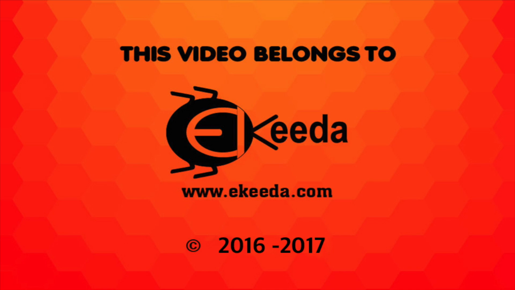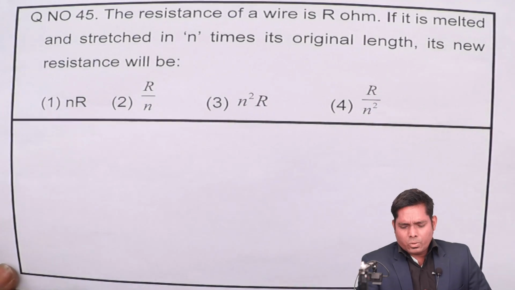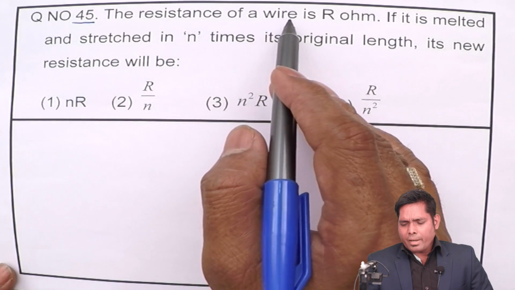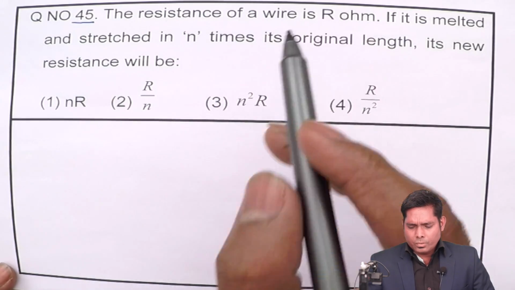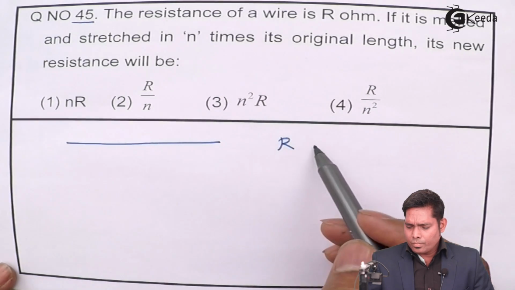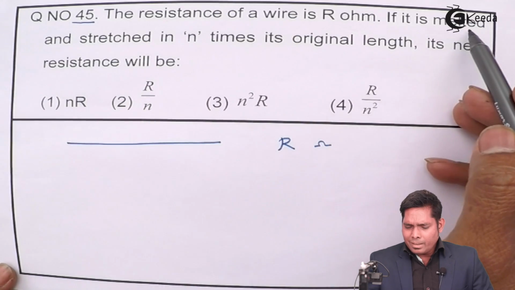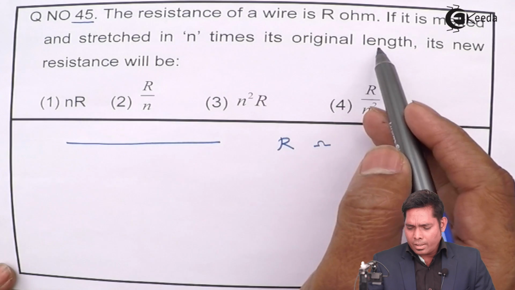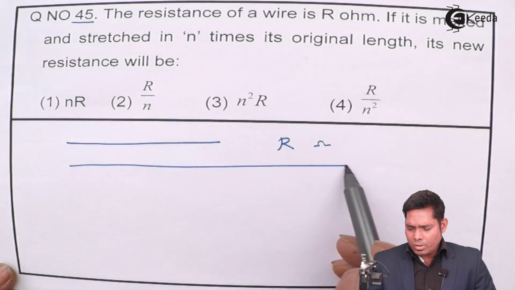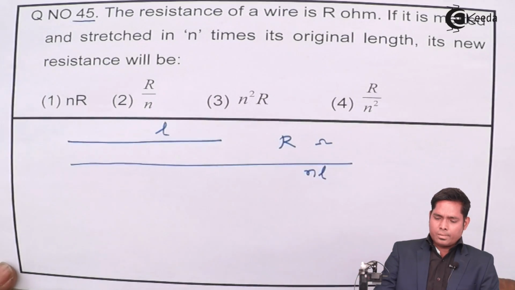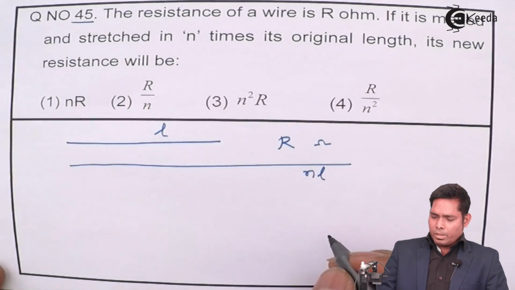Let us solve the last question of this paper, that is question number 45 of NEET Physics paper 2017. The resistance of a wire is R ohm. If it is melted and stretched to n times its original length, suppose the original length is L, its new resistance will be.